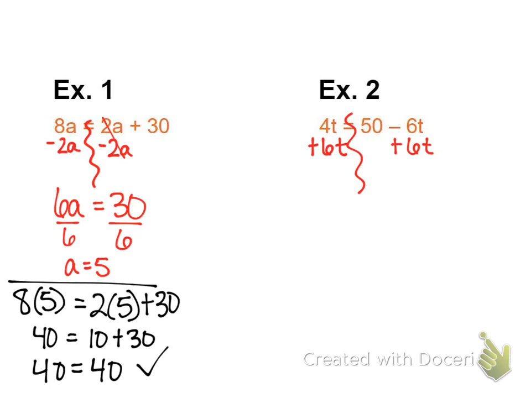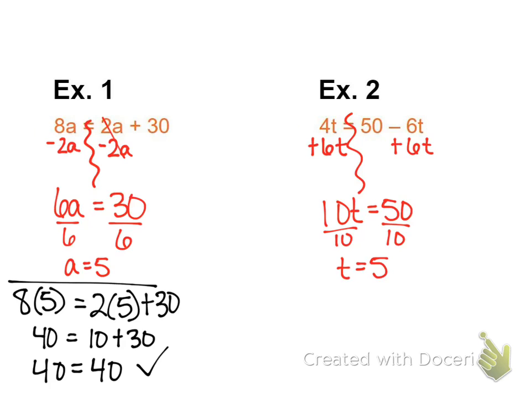All right, if I take 4t plus 6t, what do I get? 10t equals, last step to solve, divide, t equals 5. Again, we could check that by plugging 5 back into the original problem.